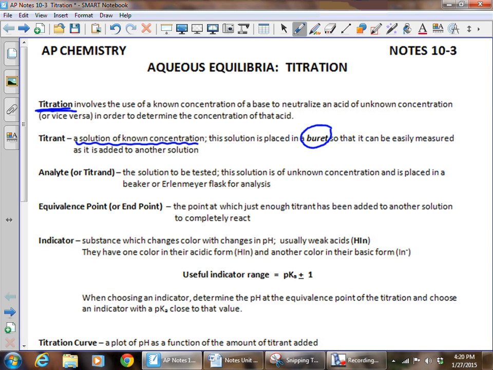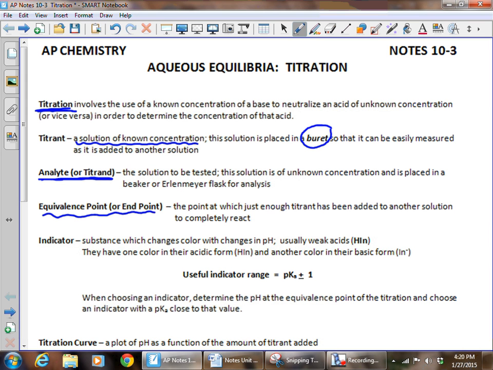The analyte, or the titrand, is the solution that's going to be tested. This is the one we do not know the concentration of, and this is the one that we're going to determine the concentration of during the titration. The equivalence point or end point is the point at which just enough titrant has been added to another solution to cause it to completely react.